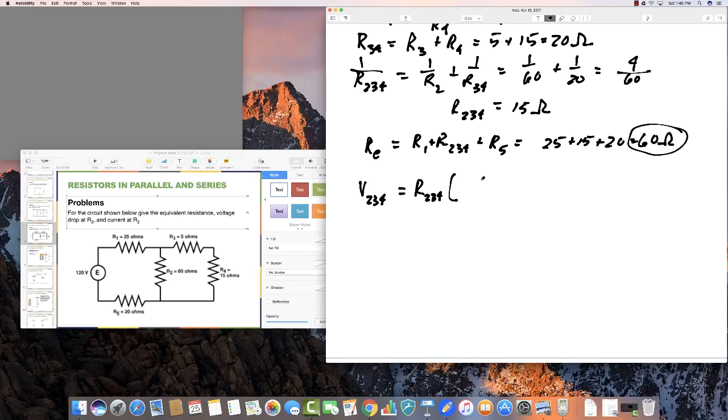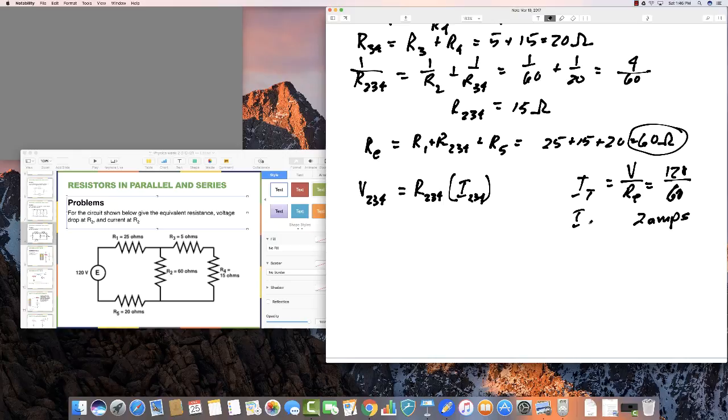the current that enters here. So we'll call that I234. So how do we know the current that enters here? Well, this current is in series with these 3. So whatever the total current is also going to be the current that enters this point right here. And so the total current is going to be equal to the total voltage divided by the equivalent resistance that we just calculated, and that's going to be 120 divided by 60, or 2 amps.